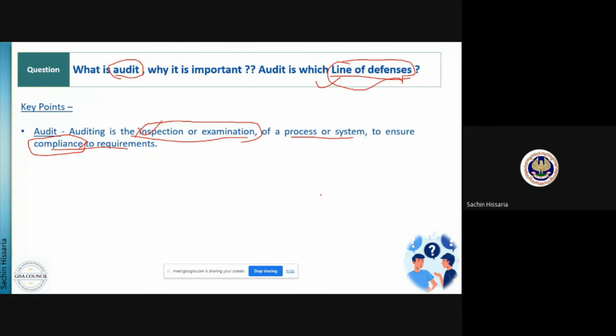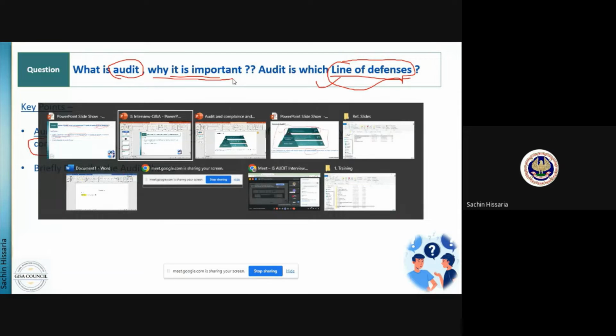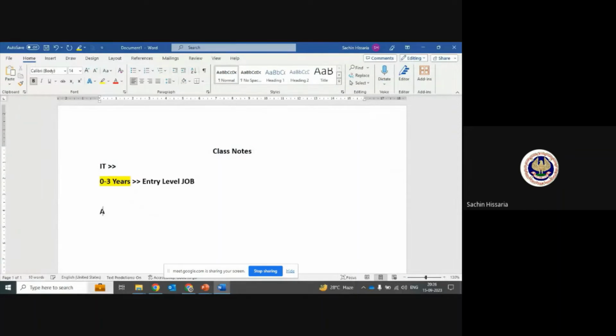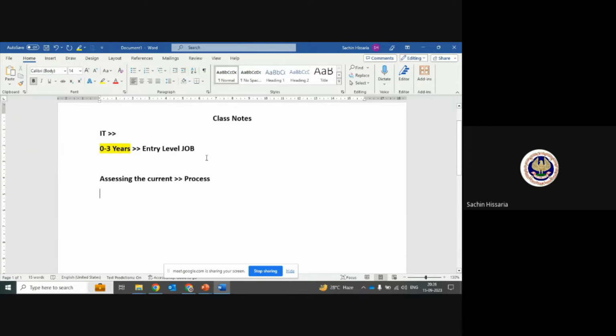Now, if somebody asks you why audit is important, audit is very important because in audit we assess the current processes. As a part of audit, we are assessing the current processes going on in the organization. After analyzing these processes, we are identifying the gaps or areas where improvement is required.